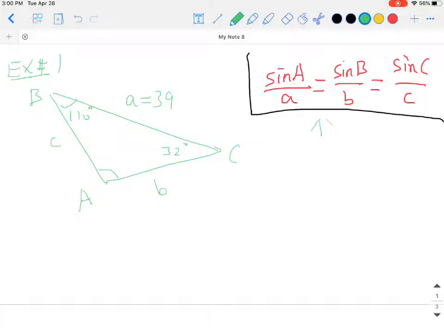Law of sines, the formula is here. It is sine A over a, where capital A stands for the angle and lowercase a stands for the side, equals sine B over b, equals sine C over c. So you can think of it as just a ratio between the angle and the corresponding side.